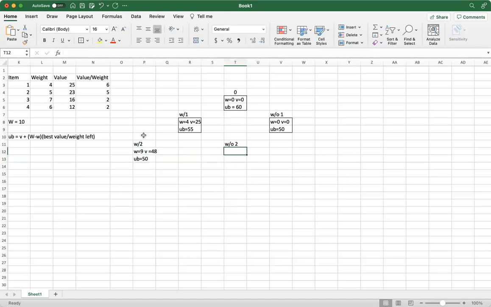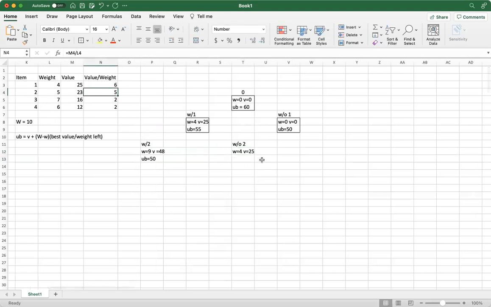Okay, on this one, we didn't pick 2. Okay, so our weight is still equal to 4. Our value is equal to 25. Okay, but again, we can't use this 5 anymore like we did up here for the UB. So our UB here is going to be equal to the 25 plus the 10 minus 4, or 6, times, but now we can't do the 5, so we've got to do the 2. That's a 12. That's going to get us a 37.